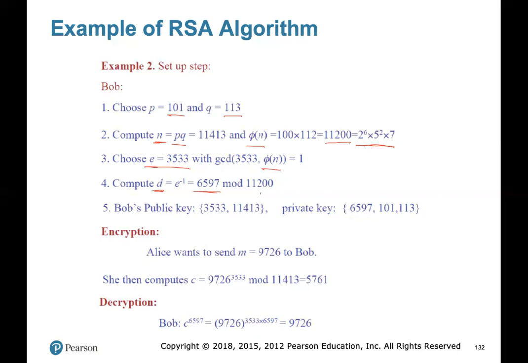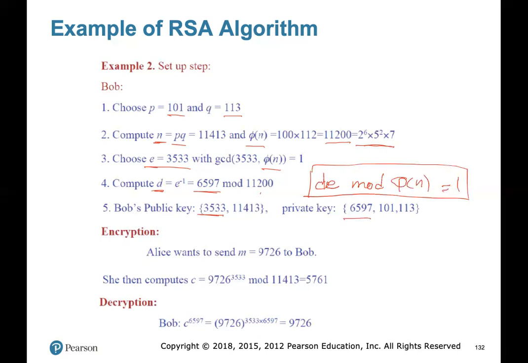You remember we said that D times E mod phi N should be 1. This is a property that we should satisfy when choosing D. So this D fulfills this requirement. And then it comes to encryption. This is a public key, 3533 for Bob, and this is a private key for Alice.